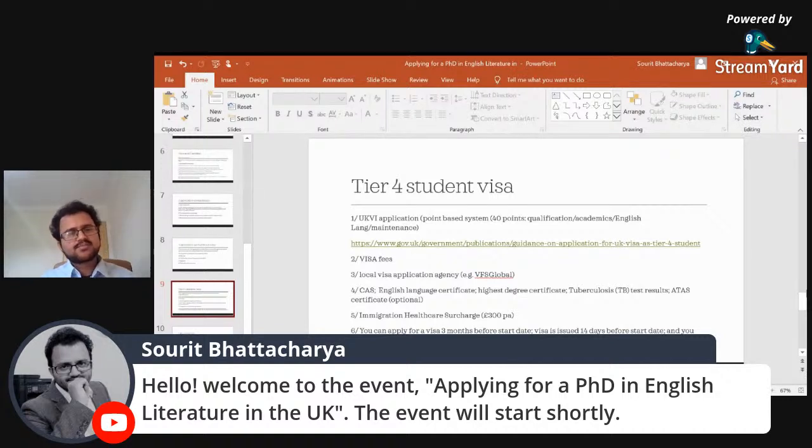Then, apart from your visa fees, you have to pay the immigration healthcare surcharge. That means once you come to the UK, you also register with the National Health Service, the NHS, and for it you pay on a yearly basis. That is £300 per year. So if you're planning for 3 years, then you have to pay £900.